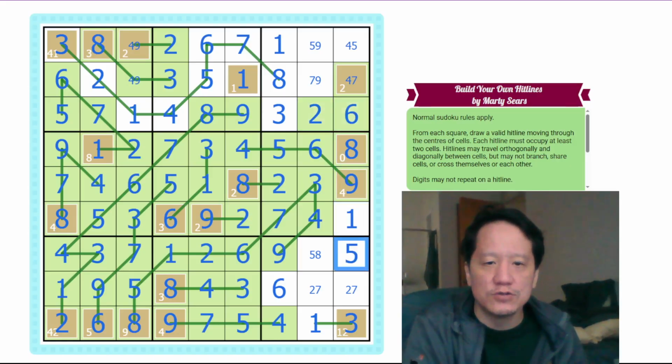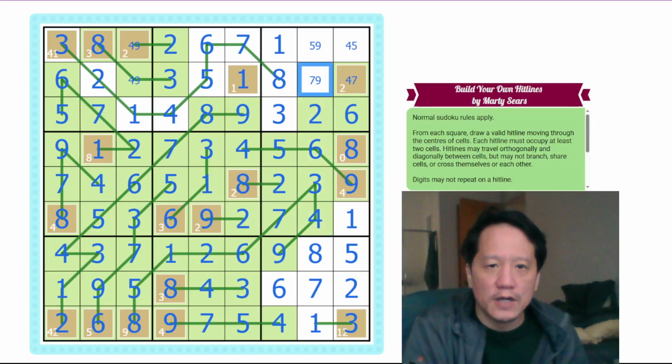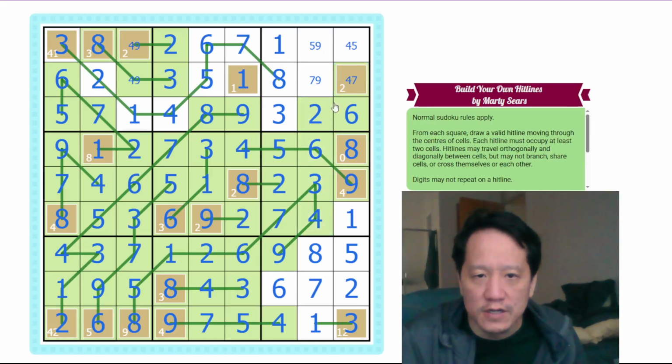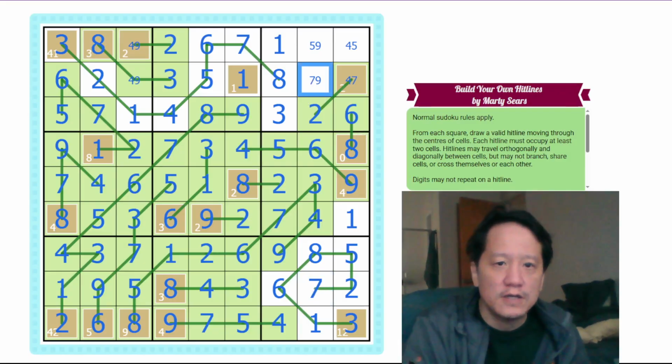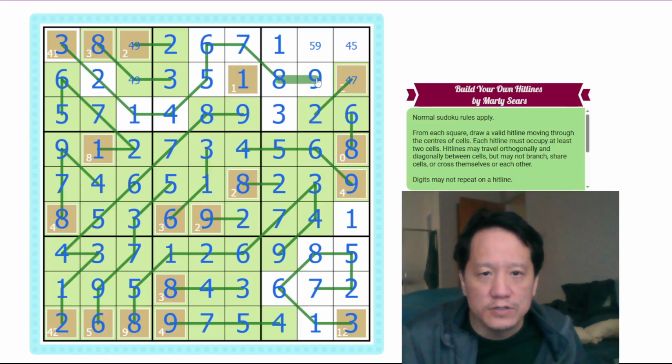8 eliminates 8 here, so it's 5 and 8. 2 eliminates 2 here, so it's 7 and 2. And now we know where this hit line goes. This hit line goes that way. This hit line goes that way. It must end in 7, so it has to go around that way because it can't go here to delay. So this hit line goes this way. 7 again eliminates 7 here, so it's 9. So then that hit line goes here.